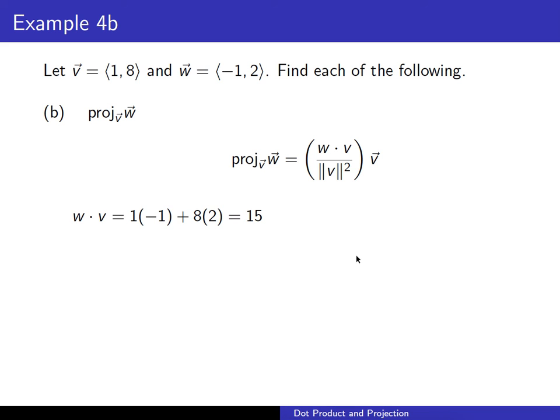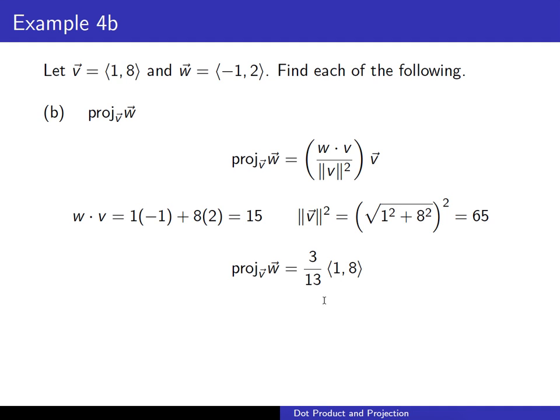So w dot v, same as v dot w, is 15. The magnitude of v squared is 1 squared plus 8 squared, which is 65. And then 15 over 65, we can reduce that to 3 over 13. Then we're going to multiply each of the components in vector v by 3/13. So 3/13 times 1 and 3/13 times 8 will give us 3/13 and 24/13 for a projection of w onto vector v.